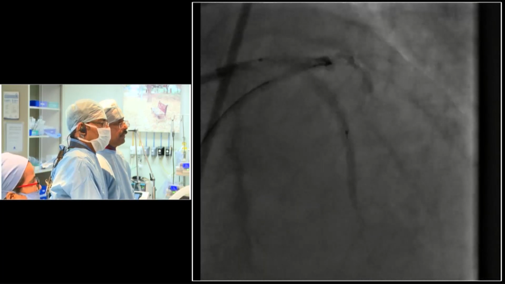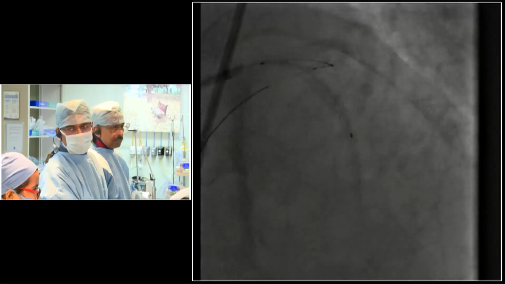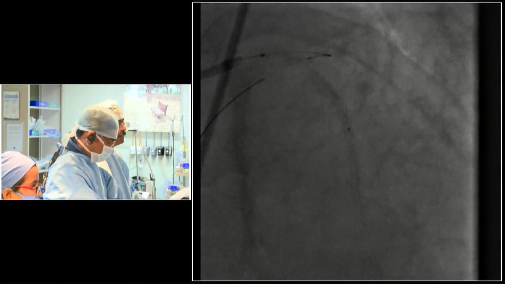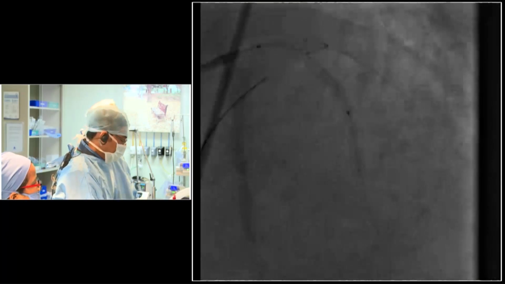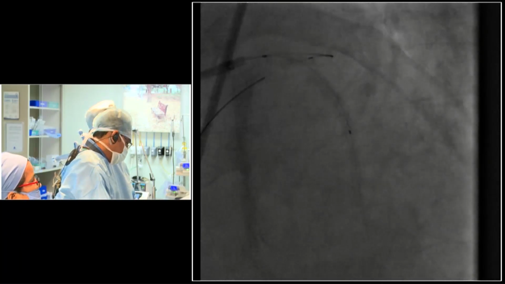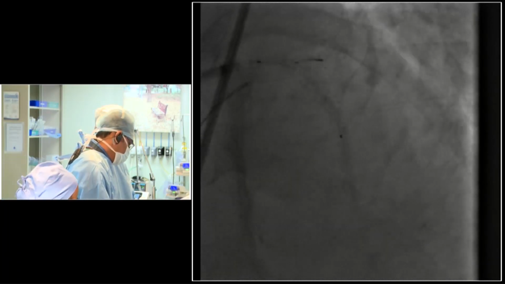Okay, let's go a little bit back, sir. Okay. Just get the dye. I'll just check the position, so then we'll inflate it. Yeah. No problem. Take your time.